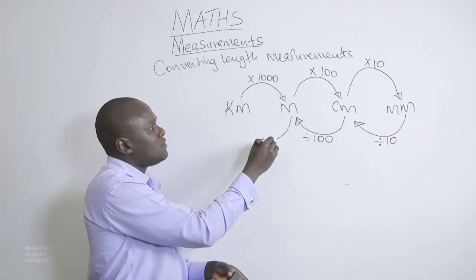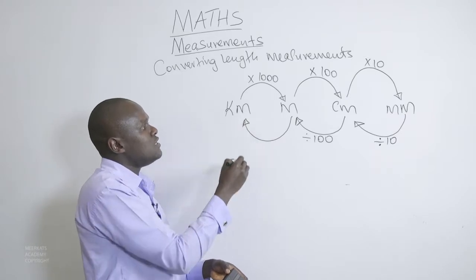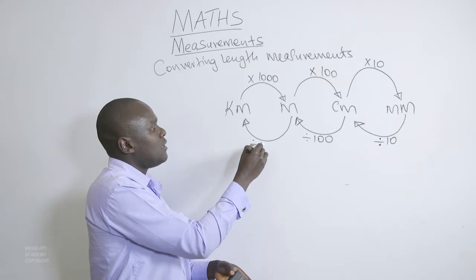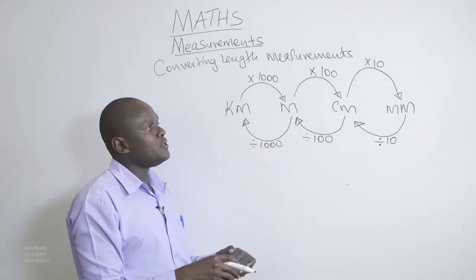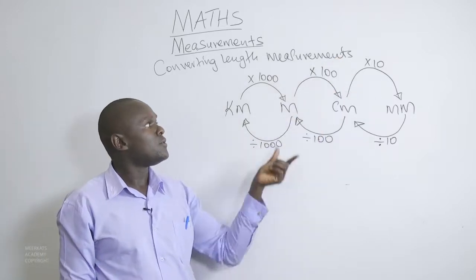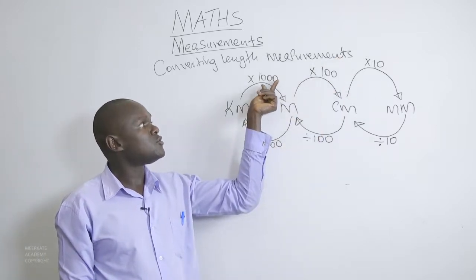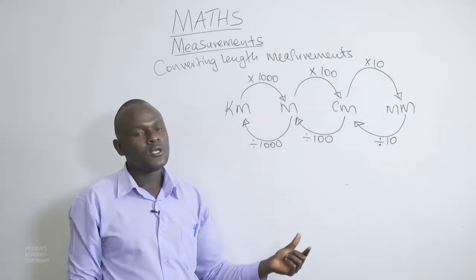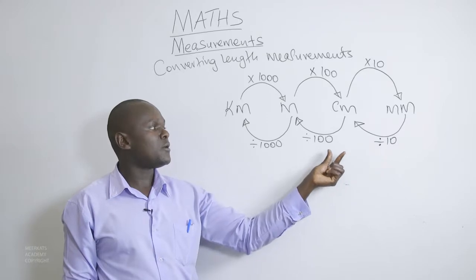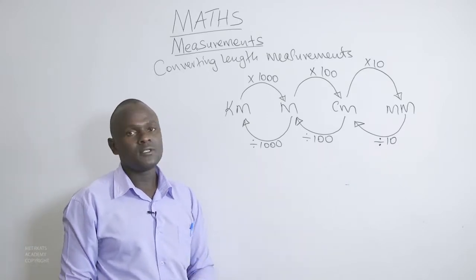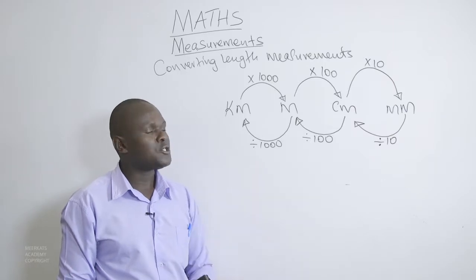And the same can be done when we are converting from meters to kilometers, where we divide by 1,000. So when you take the upper route, it is all about multiplication. This is multiplication by 10 raised to power 3, 10 raised to power 2, and 10 raised to power 1, while the lower route is division by 10 raised to power 1, 10 raised to power 2, 10 raised to power 3. This flowchart is very salient when it comes to conversion of units.